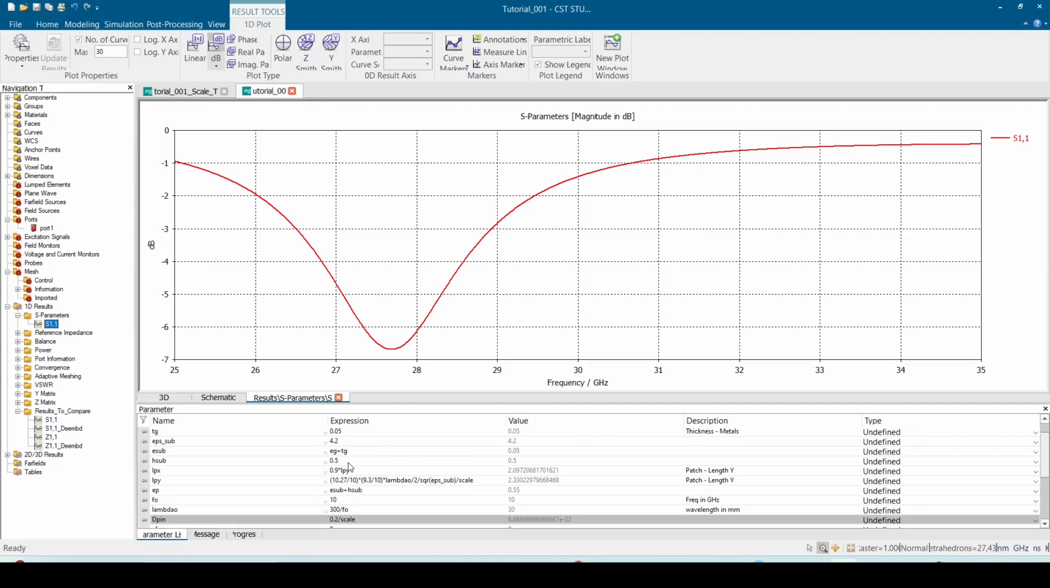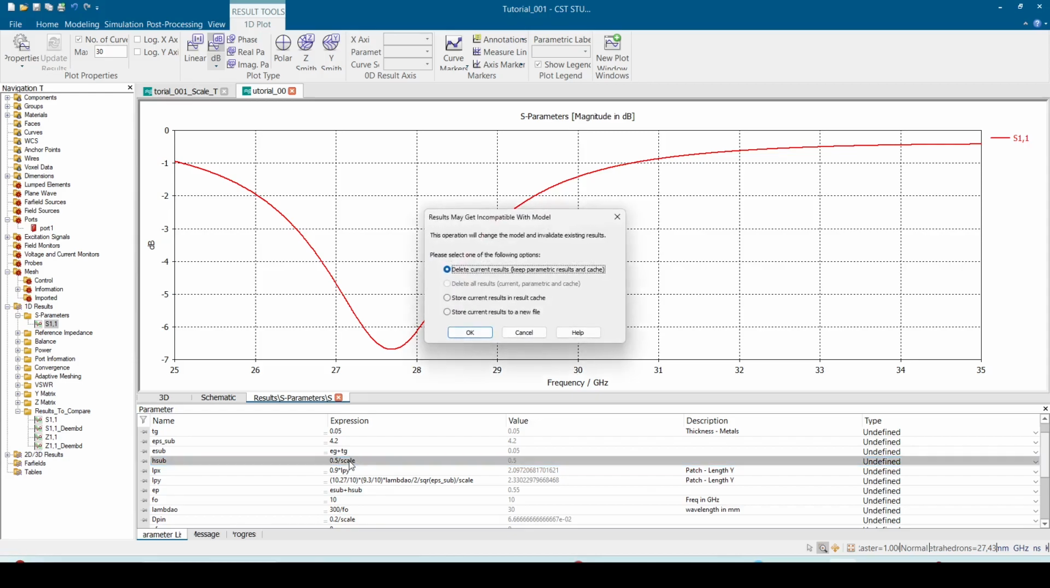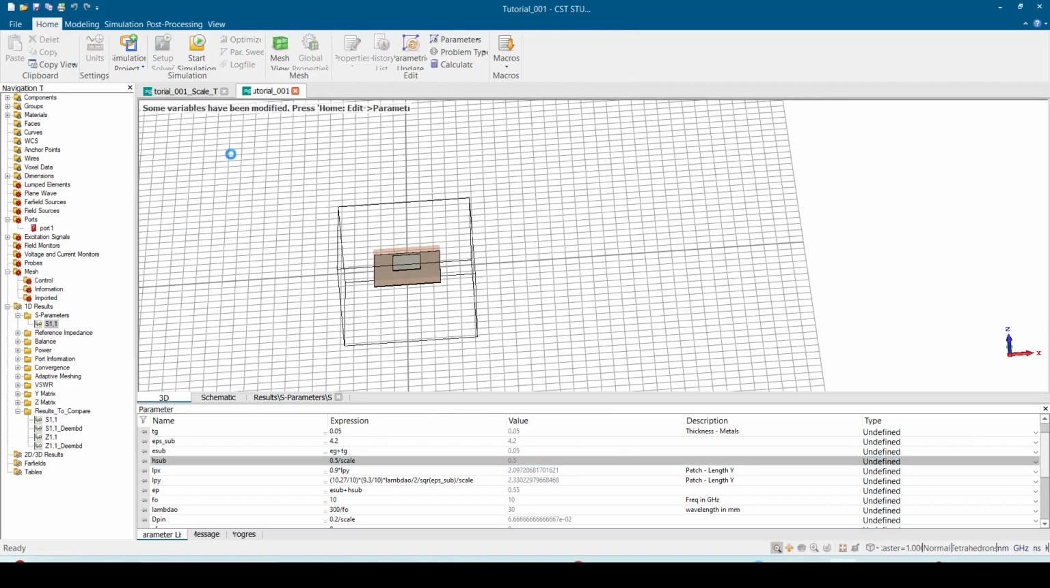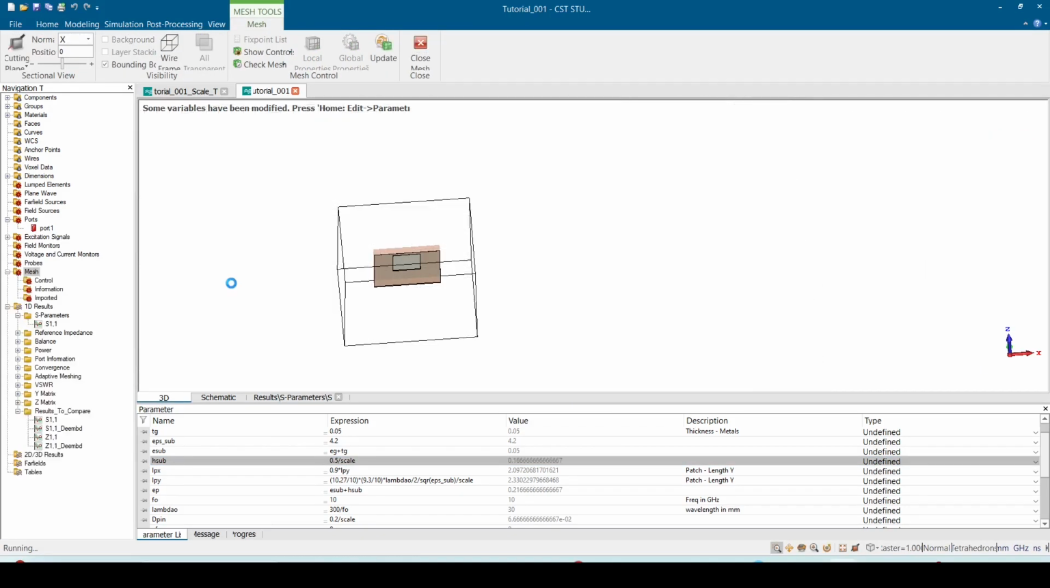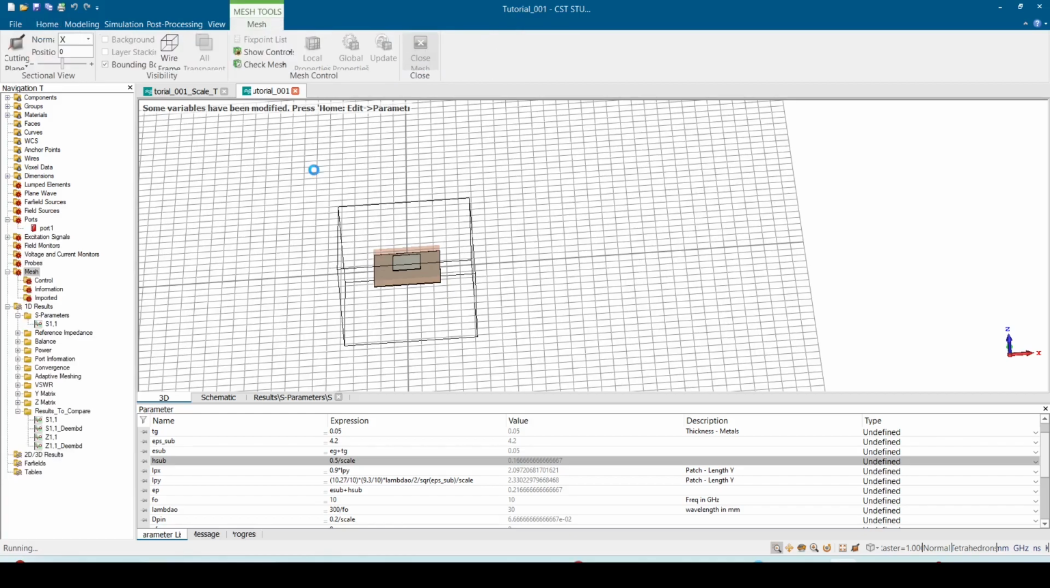So why? Because the substrate is very important to decide the fractional bandwidth, the quality factor of the antenna or something. I can explain it on the whiteboard, but I will first scale it as well. All right, and then we can let it run. And press F7 first and close this mesh. Okay, and press F7.